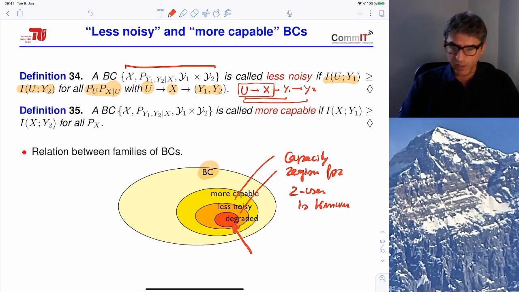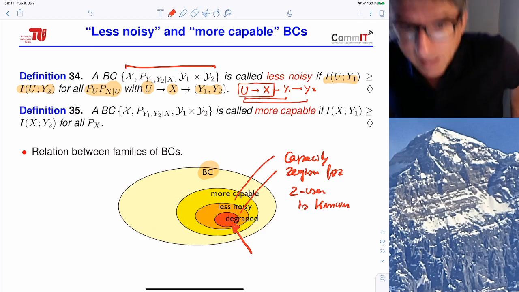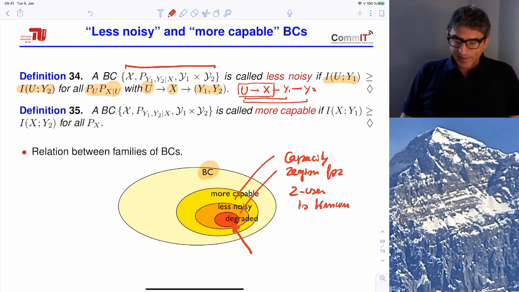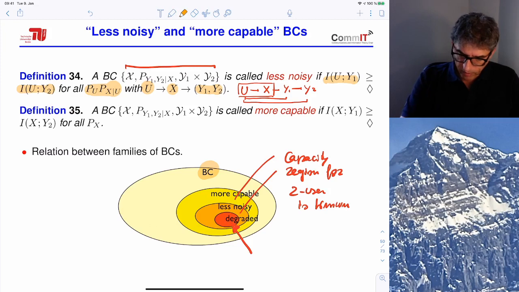In general, we may think of a wider class of channels for which this condition is true in terms of the mutual information, but for which the Markov chain may not hold, or there may not even be a stochastic degradation, so for which user one cannot stochastically emulate the output of user two by adding independent noise, but still we have this sort of ordering of the mutual information for every possible distribution of U and X. If this happens, the channel is called a less noisy broadcast channel.